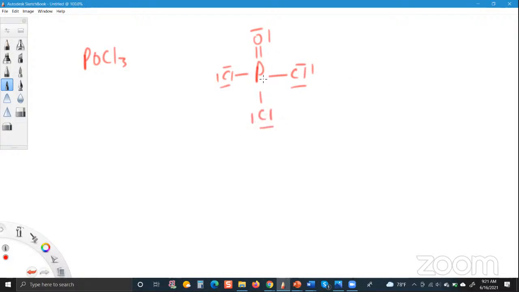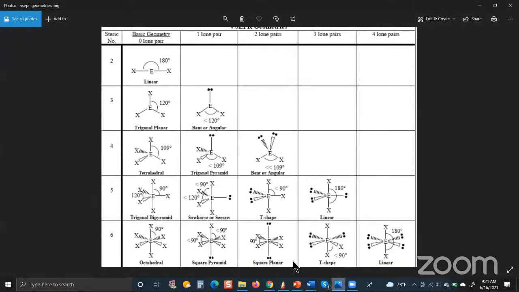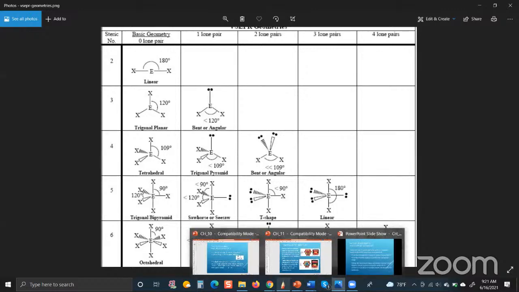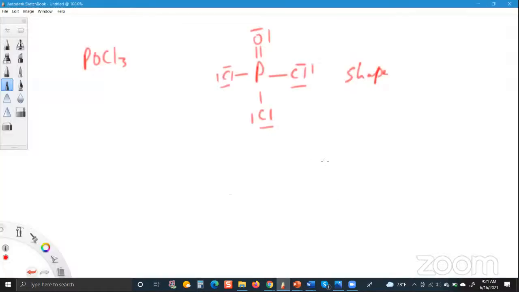Now in this case, you have a phosphorus bonded to 3 other atoms. Well, actually 4 other atoms. So if the question of shape comes up, then you consult your table again. According to the table, if you have a central atom bonded to 4 other atoms, then the shape would be tetrahedral. So the shape of this molecule here would be tetrahedral.